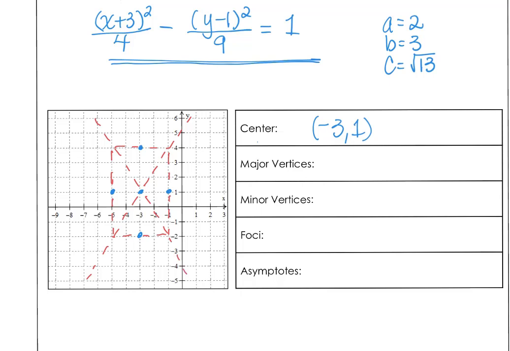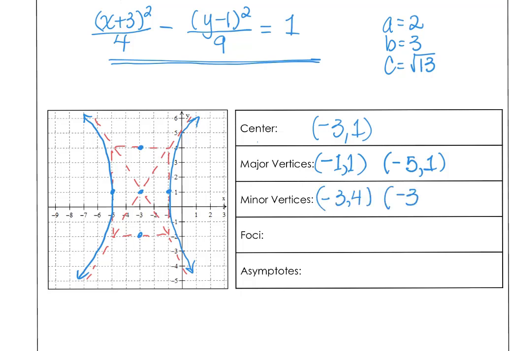And then sketch in our branches that stay nice and close to the asymptote and through the major vertex point of -1, 1. And then same on the left branch, close to the asymptote, through the vertex point, and on around, and that vertex point is -5, 1. And then our minor vertices would be at -3, 4, and the other one is at -3, -2.